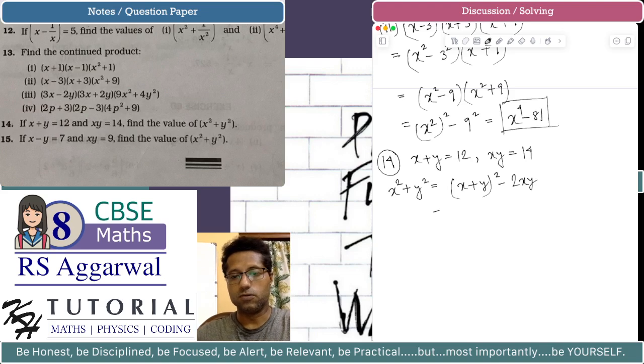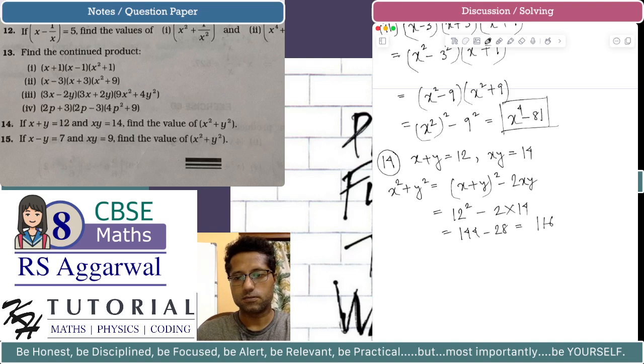So this is equal to, we know x plus y is 12, square, minus 2xy, which is given to be 14. So this is equal to 144 minus 28, which is equal to 116. 116 is the answer.